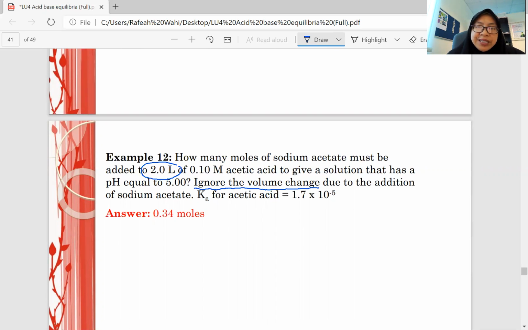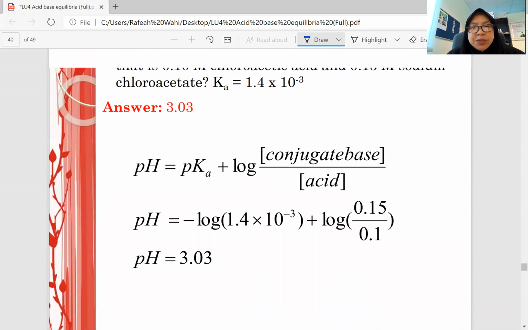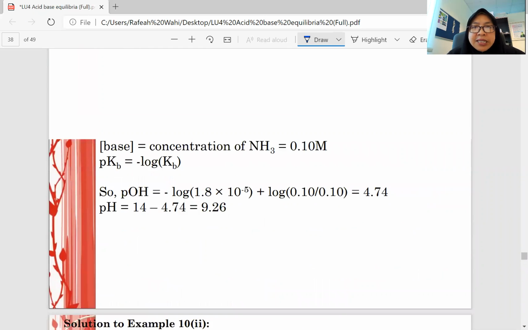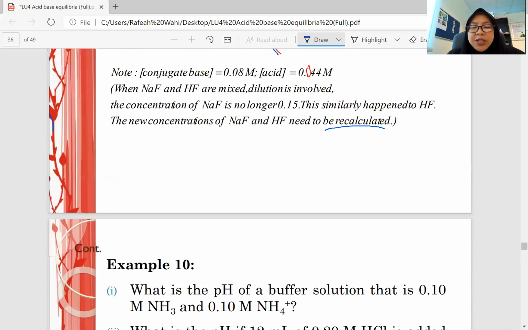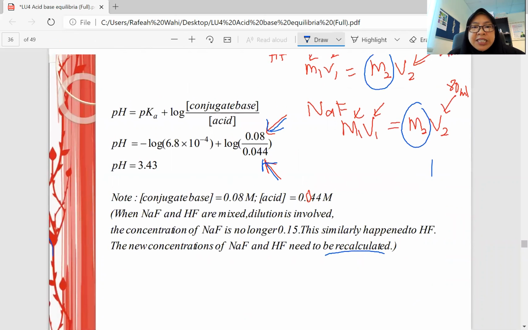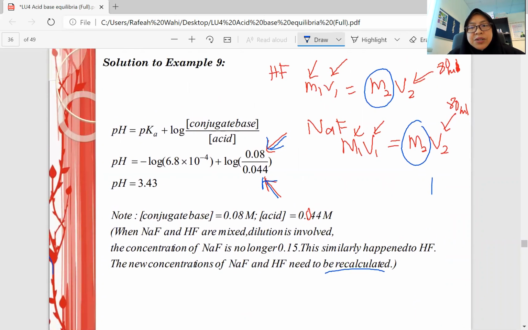Okay, so in some cases you are asked to ignore the volume change, but in some cases, if it is not stated that you should ignore the volume change, you cannot ignore the volume change and you have to recalculate the new concentration of both weak acid and conjugate base in the buffer solution.